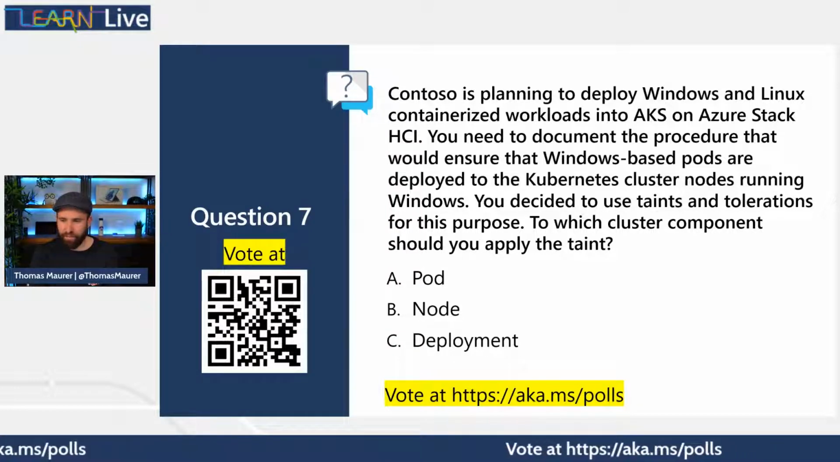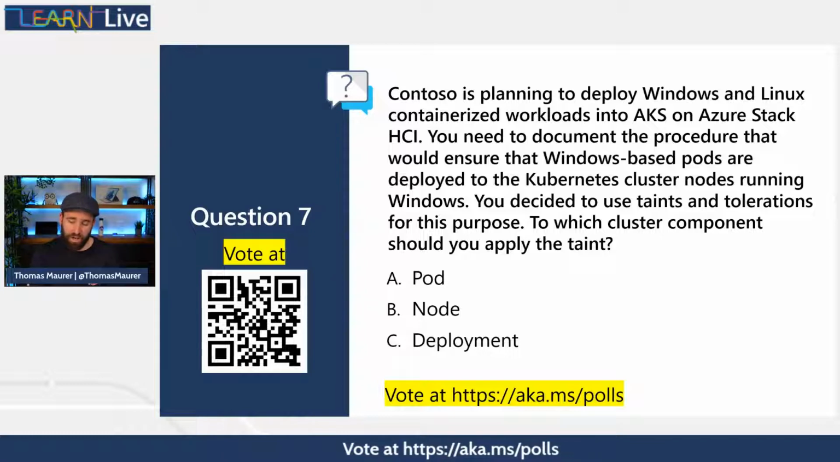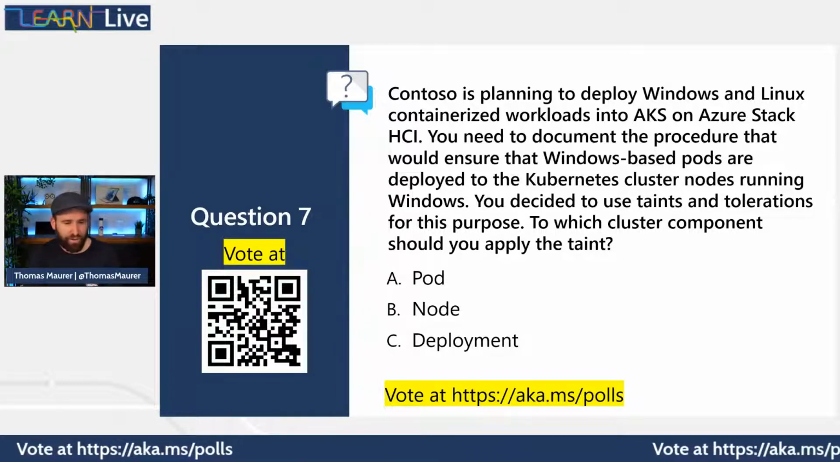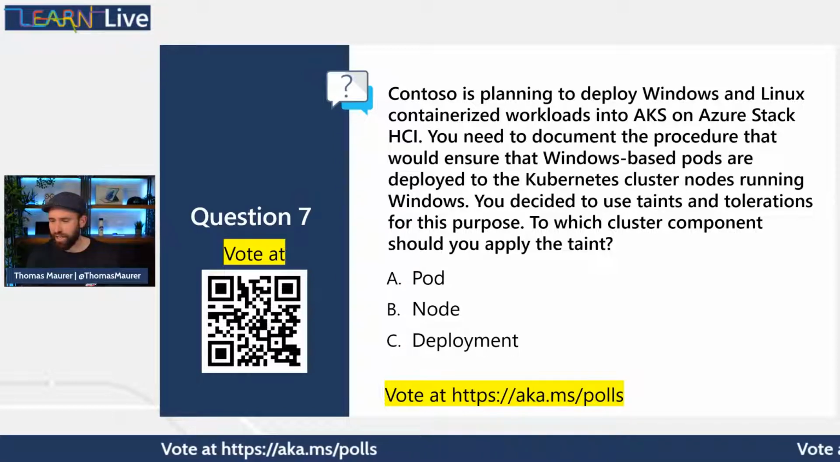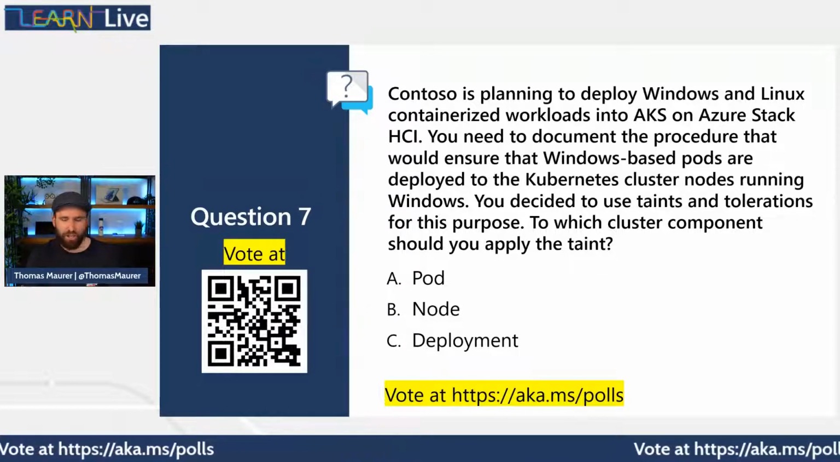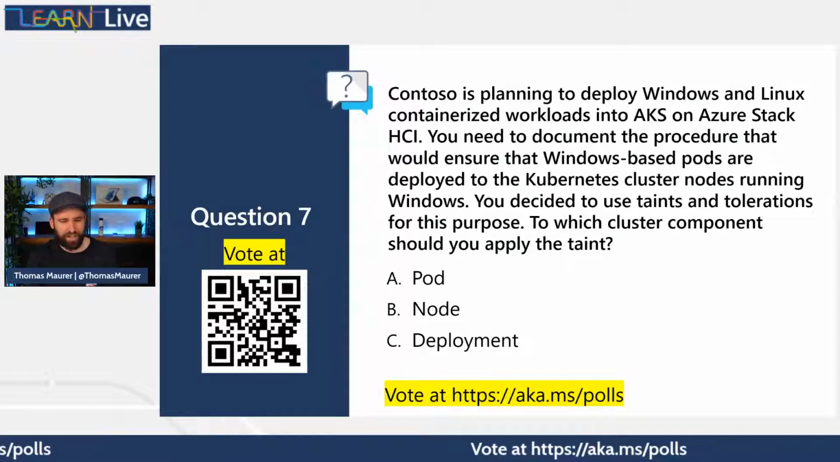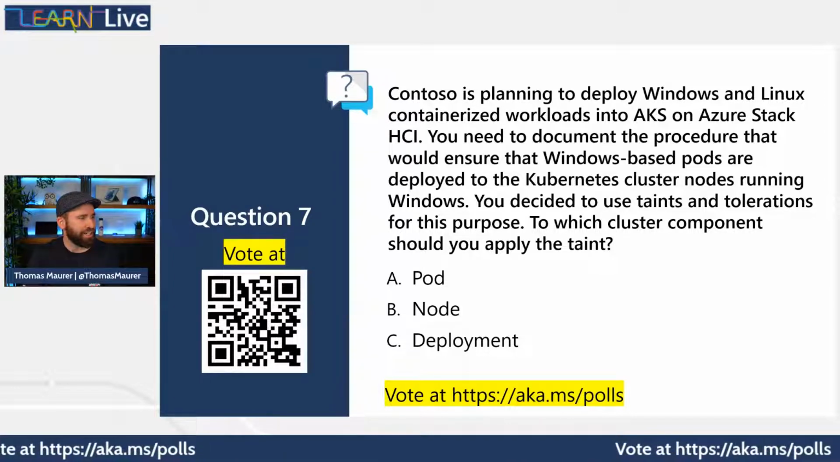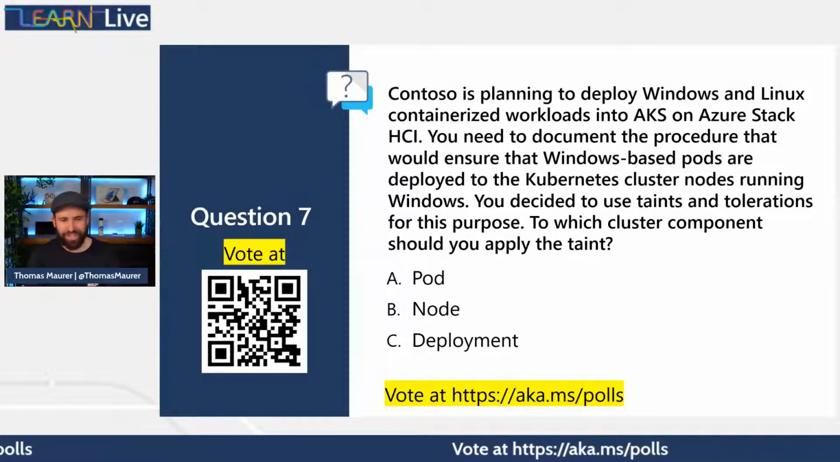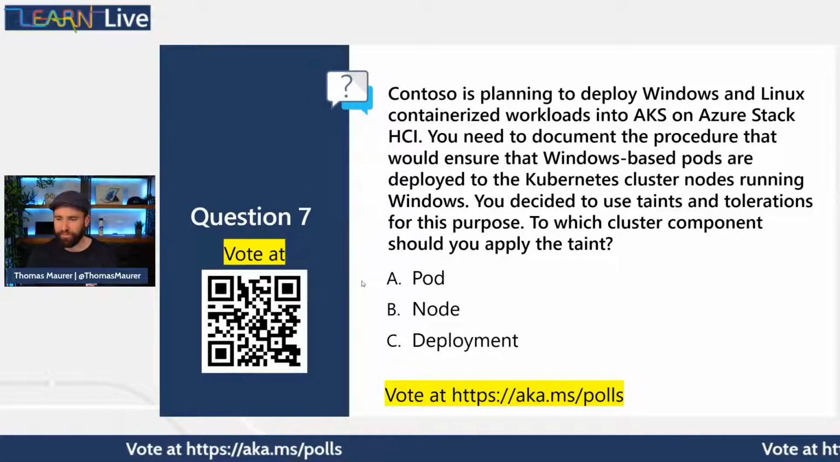So you have A, pods, B, nodes, and C, deployment. I give some time for you to answer. I see already some of the answers coming in. If you check out aka.ms/polls, you can see what the question is, and you can actually go and vote there as well. And I see people are selecting the right choice. So yes, with that, it's B.